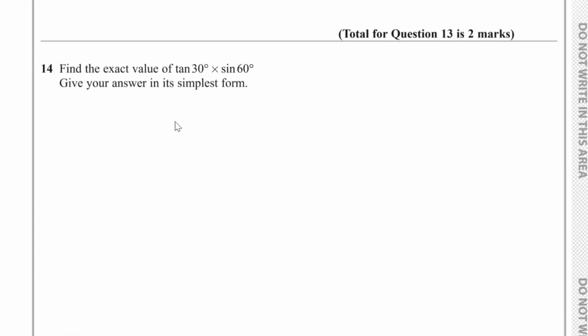Question 14, we have to find the exact value of tan 30 degrees multiplied by sine 60 degrees. We have to give our answer in its simplest form. Tan 30, that's the same as root 3 over 3, or the same as 1 over root 3. Sine 60, that's the same as root 3 over 2. And if we multiply these together, root 3 times root 3, that's 3. 3 times 2, that's 6. Indeed, we get 1/2.